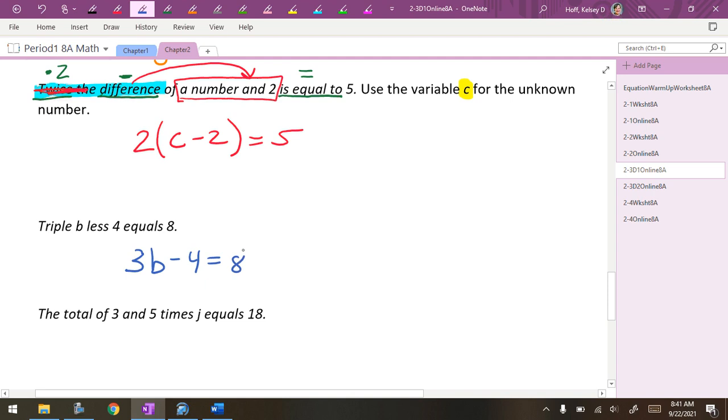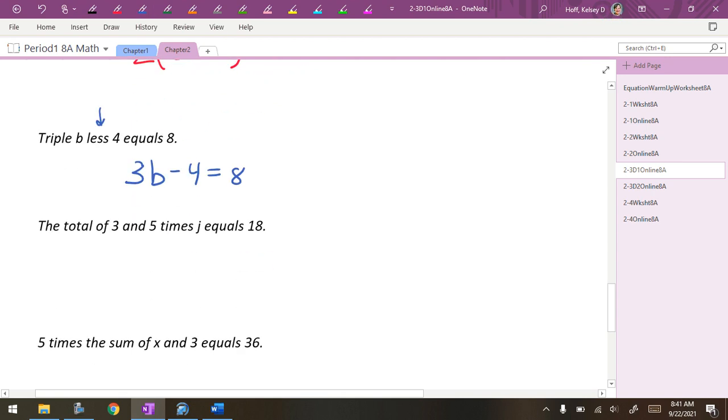Thoughts? Correct. Triple means times 3, and you didn't fall for it. They used just the word less. Less doesn't mean anything special, just subtraction. 3B minus 4 equals 8. Nicely done. Okay, let's go to the next one.